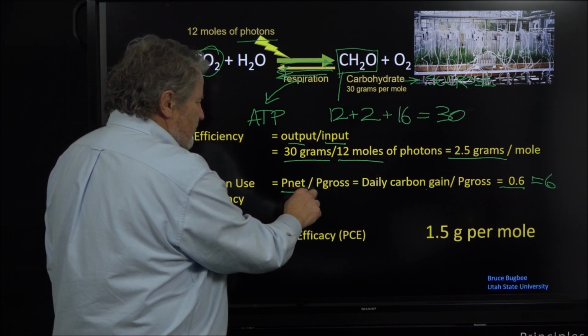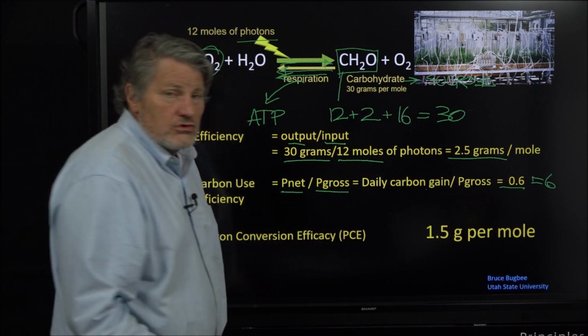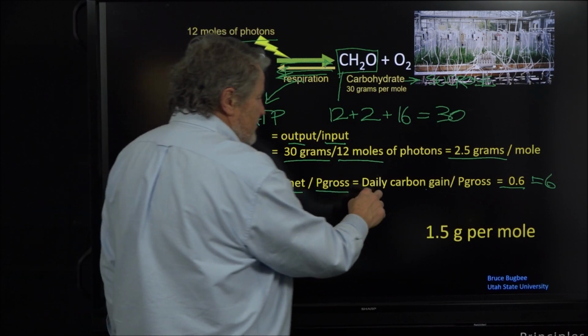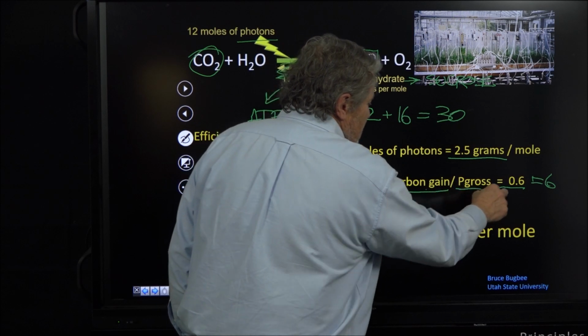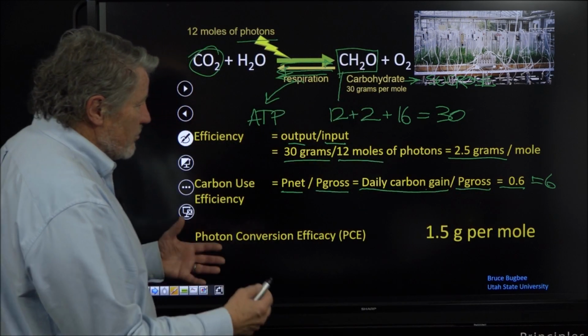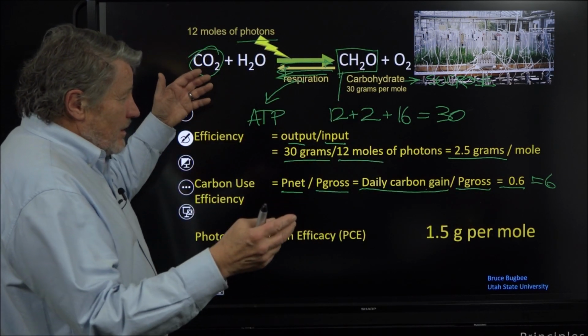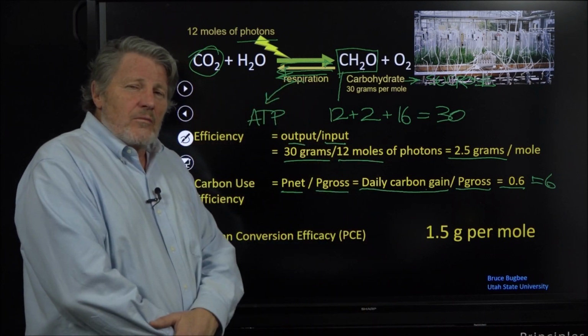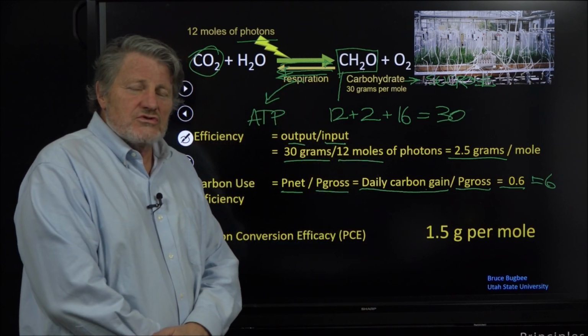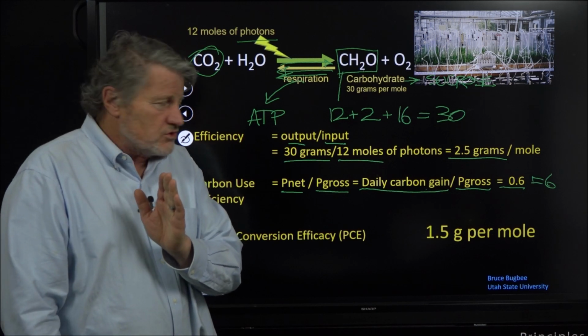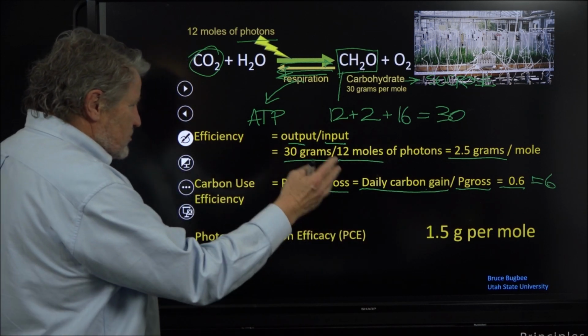Respiration is net photosynthesis divided by gross photosynthesis. We also call that daily carbon gain divided by gross photosynthesis. That ratio is about 60. 60, how do we get up to that number? Jonathan France was a PhD student with me many years ago, and he spent his whole time studying this.